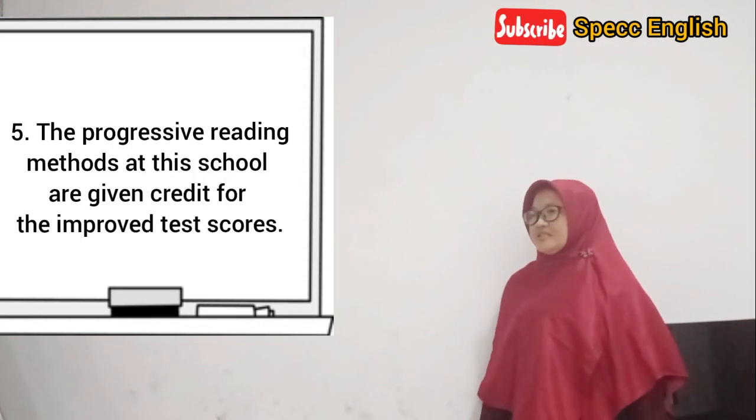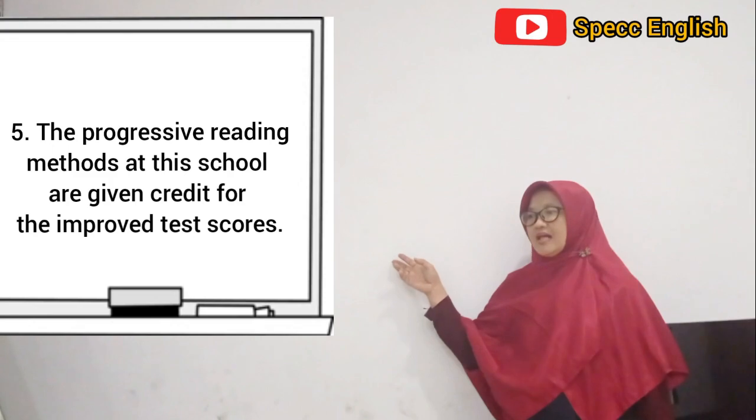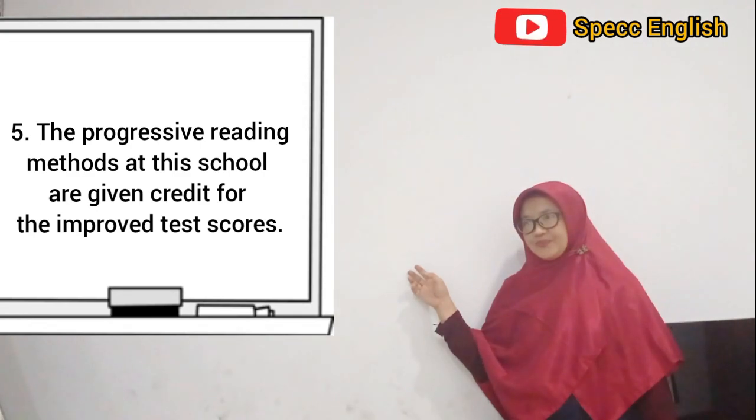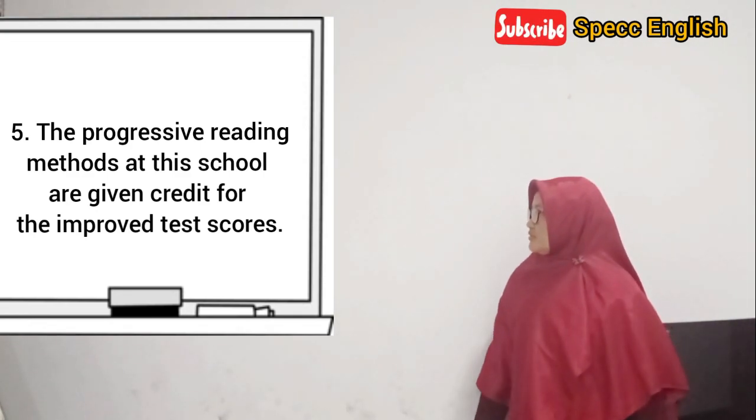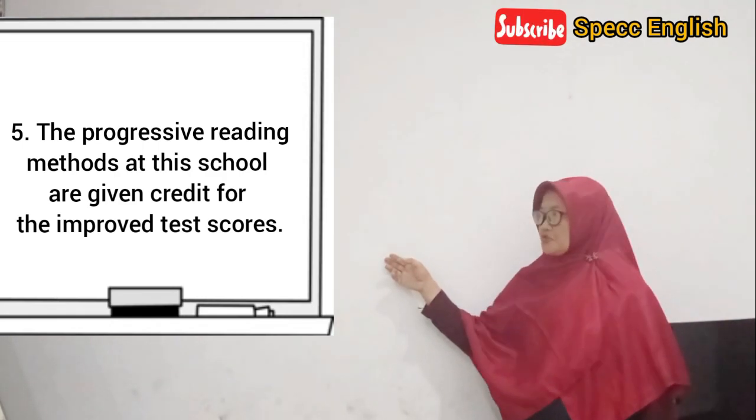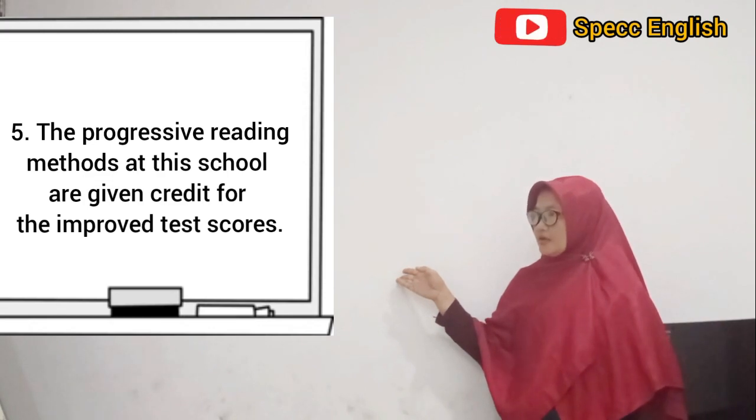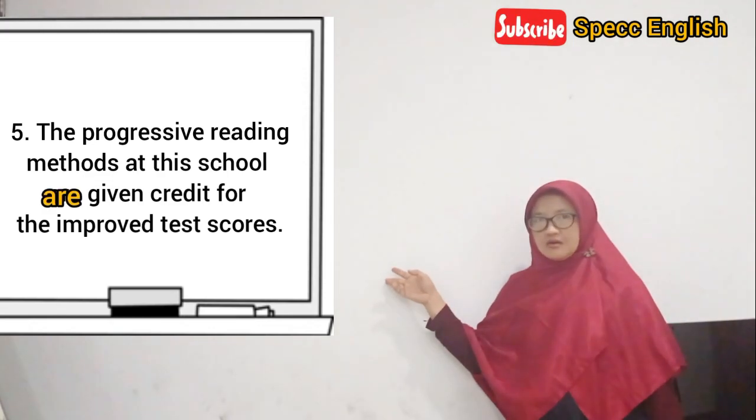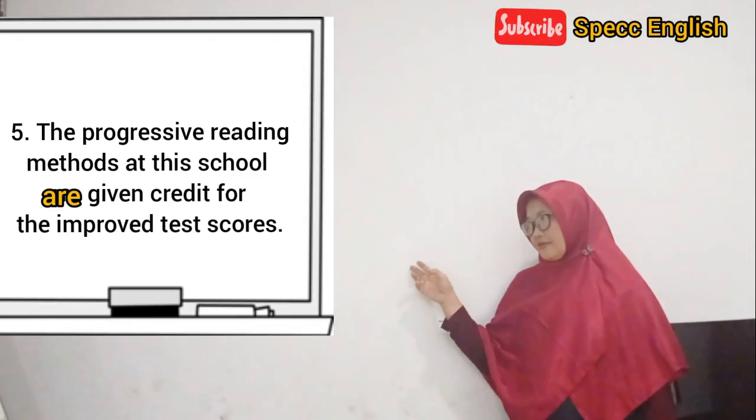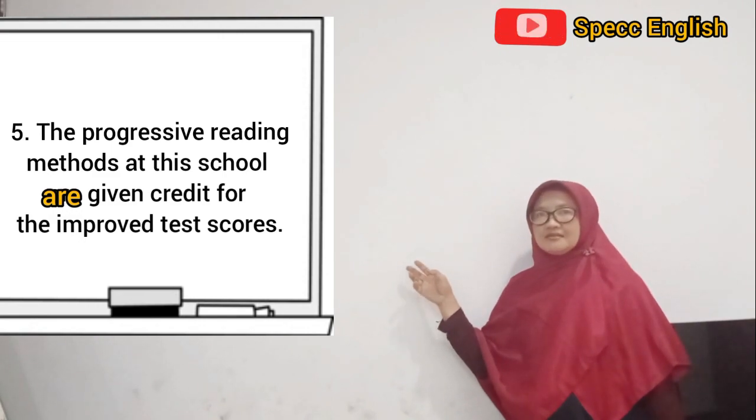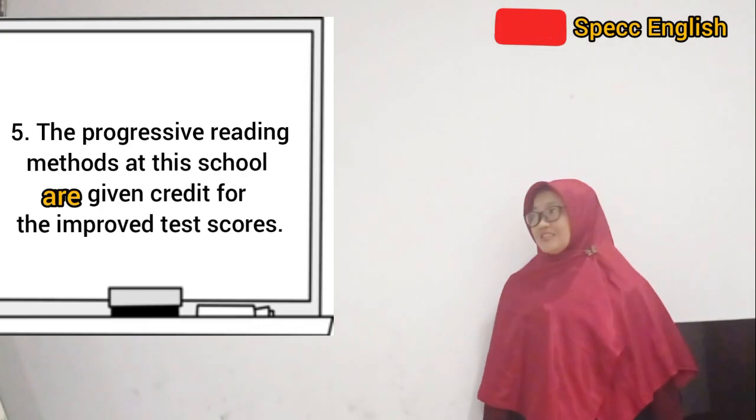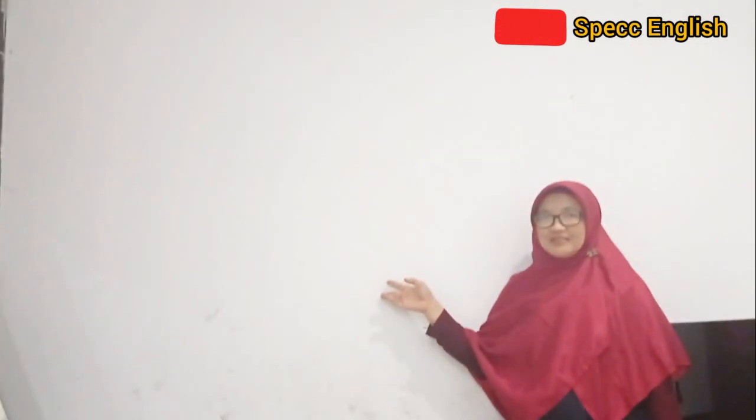The progressive reading methods at this school are not given credit for the improved test scores. Okay, can you see the verb of this sentence or the predicate of this sentence? What do we have here? Okay, right. So we have are, that is the be in the present. Are given is the verb of this sentence. Well, so now you have been able to recognize the verb of the sentence, right?